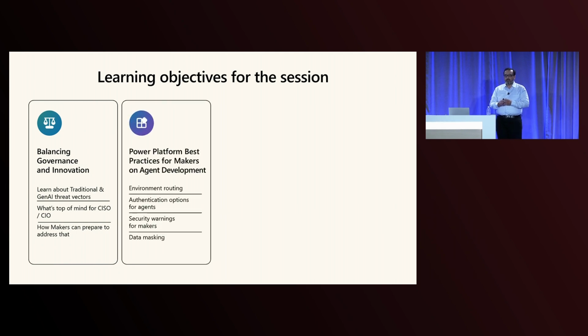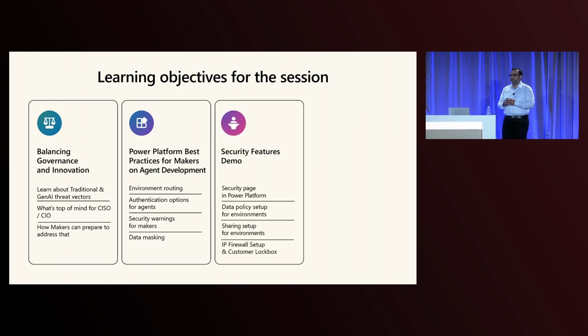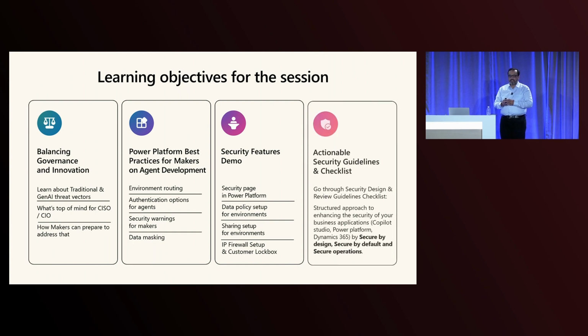We'll also talk about some of the best practices if you're developing agents and Copilots on Power Platform. We'll talk about certain aspects of it, what you need to build and put in place in your solutions. Followed by that, we will share some demos on these aspects from Power Platform, showing how we can secure our applications. And in the end, we'll give you an actionable checklist, a documentation which you can take for your solutions to make sure they are secure by design, secure by default, and use secure operations.